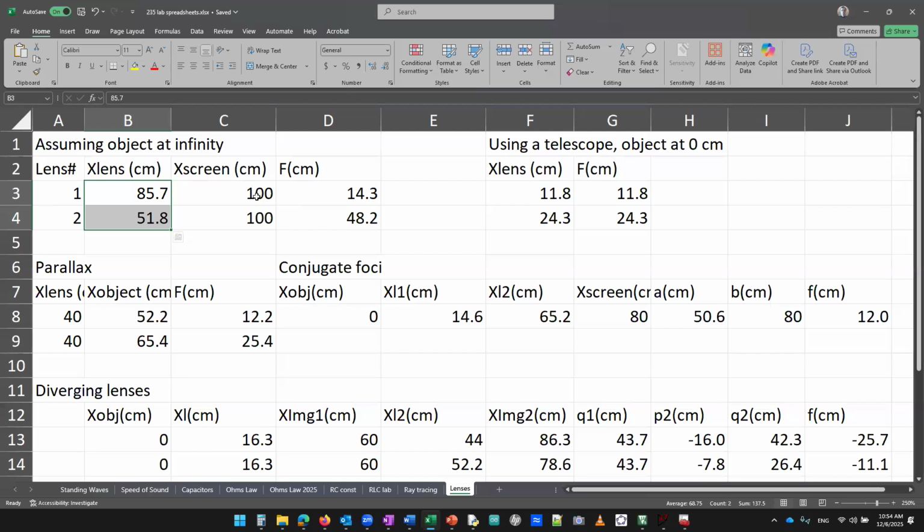Okay. And apparently 50 centimeters to the screen is not very far. 50 centimeters to the light source is also not infinitely far. So this is a very crude method for a long focal length lens like the second one. The first one seems to be okay, but still not ideal.